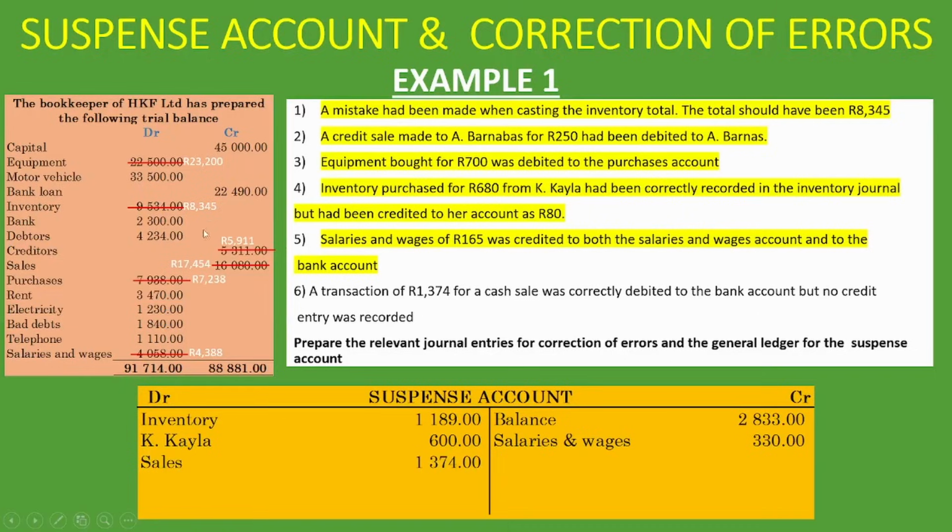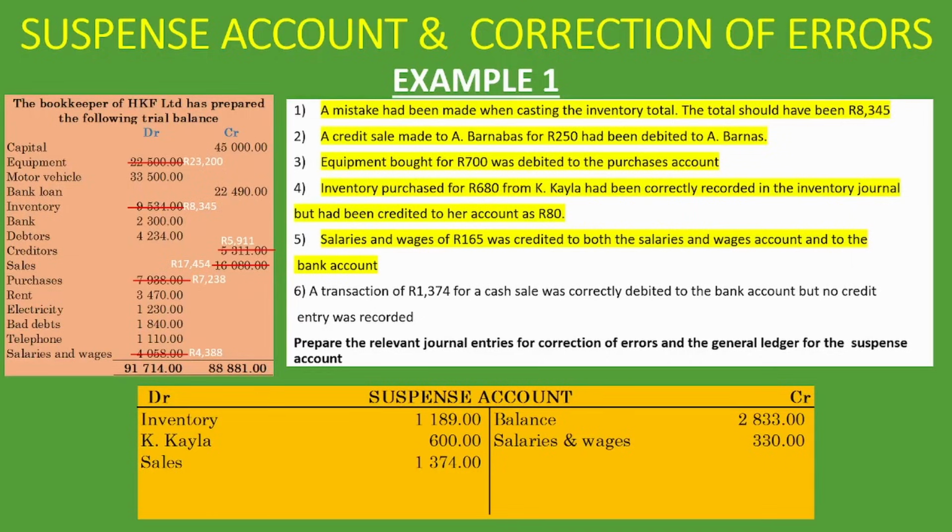And what you'll notice is that we just corrected our sales account. There we go, 17,454 Rand. And we got that by taking the 16,080 Rand, which was initially in our trial balance, and adding the 1,374 Rand. And that is it for correcting the error which was made in the 6th transaction.